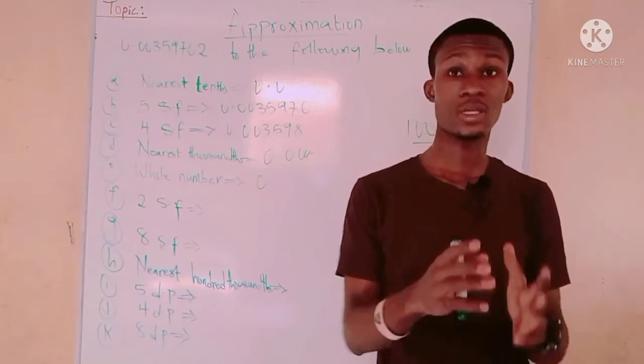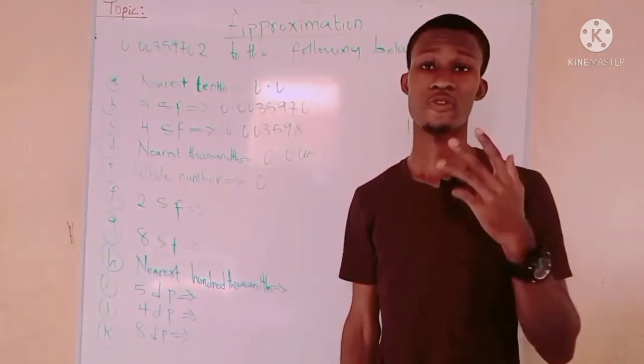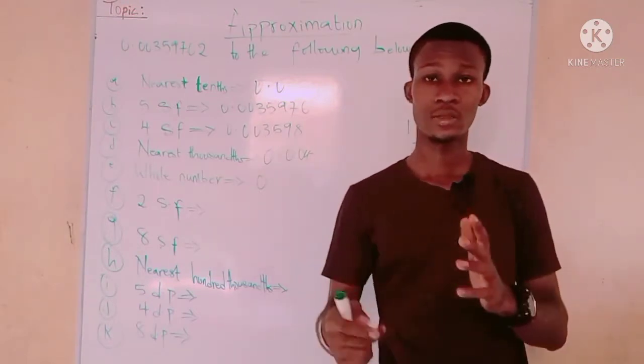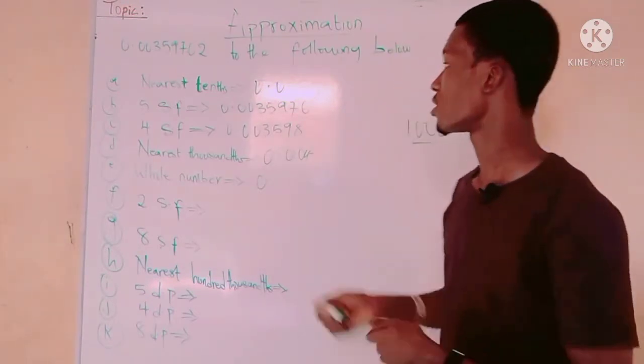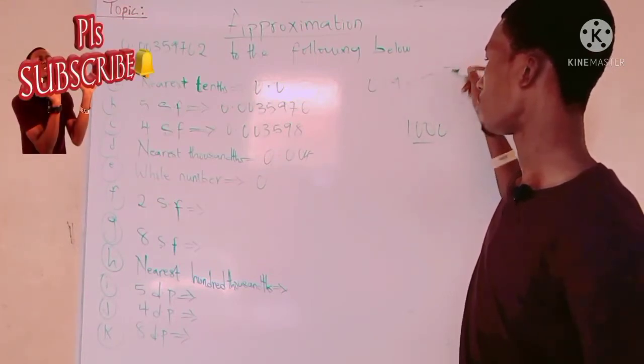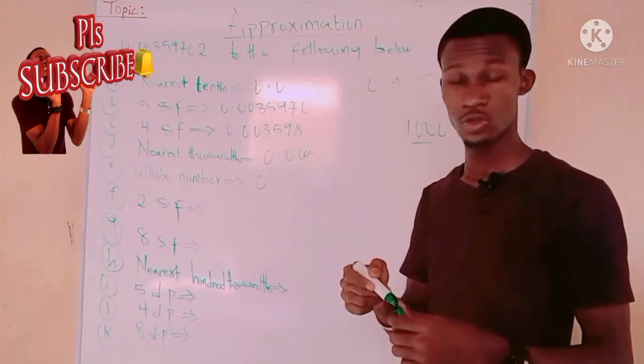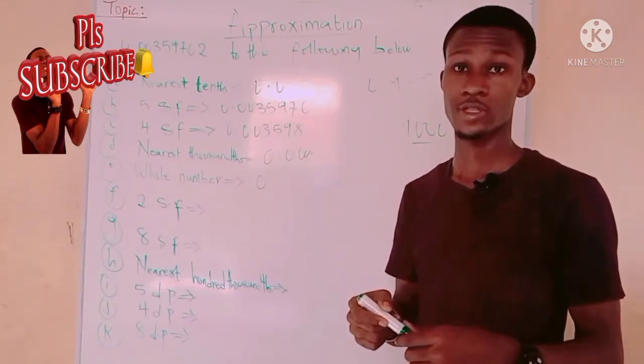And another thing we should think about is this. If the next number after the decimal point is up to 5 or more than 5, our answer should have been 1. Why 1? For instance, let's say it is 0.9 blah blah blah. 9 is up to 5 or more than 5, so we'll add 1 to 0 to make it 1. I'm sure you understand now.